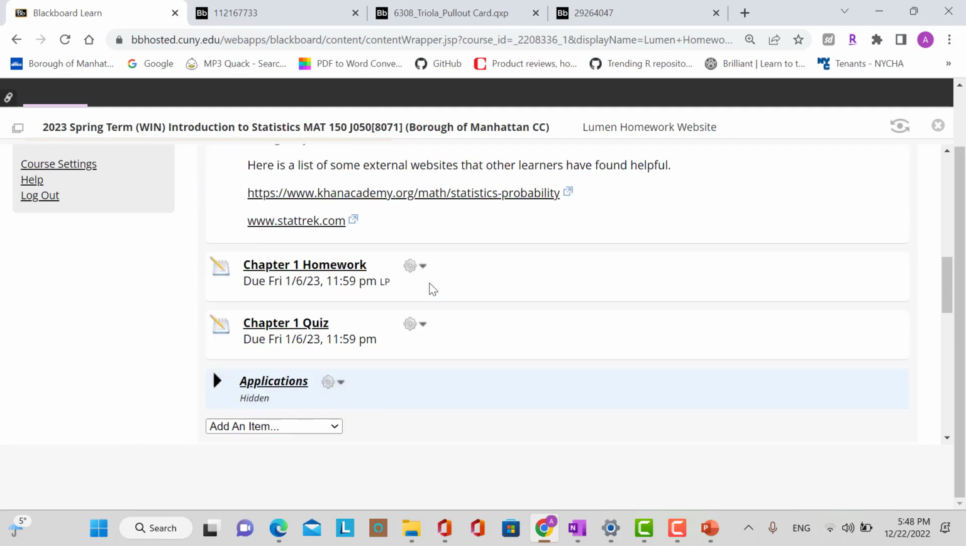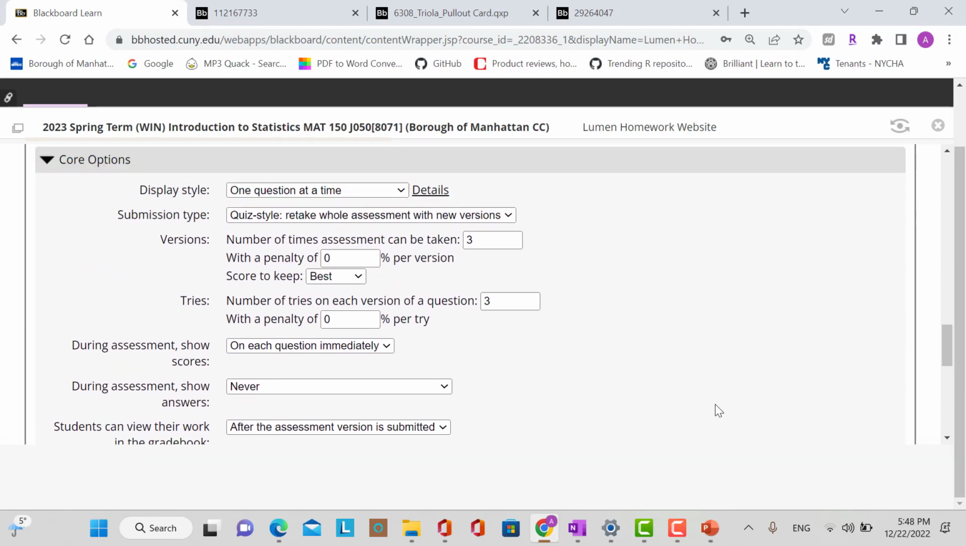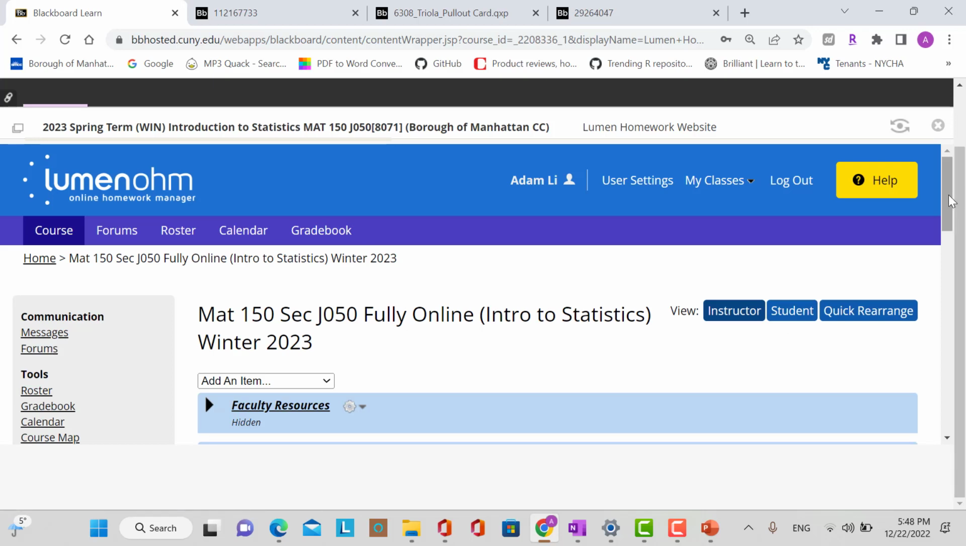For each chapter, there's a homework and then a quiz. You should usually work on the homework first to build up some foundation. Then once you understand the contents, you can work on the quiz. Usually you can work on each quiz 3 times, and then the high score will be counted towards your final course grade. So you can always improve your quiz score.